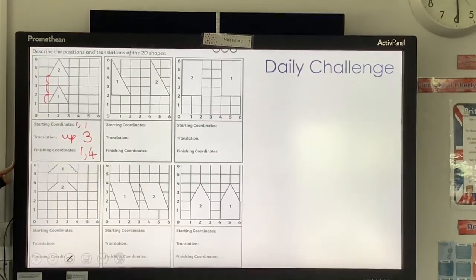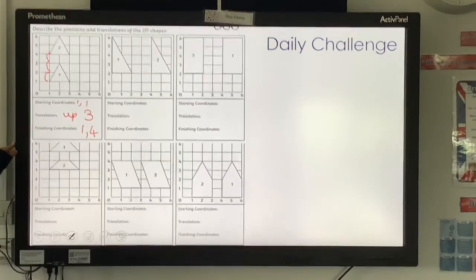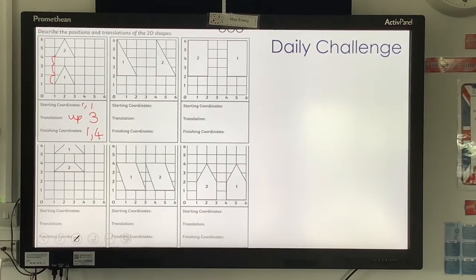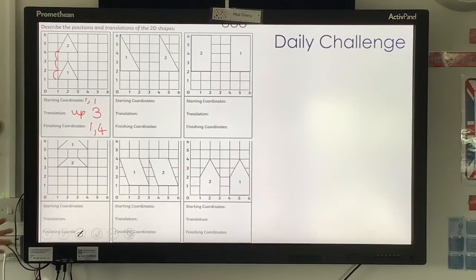So that is what it's asking you to do. You don't have to do it for every single point, just choose a point. When you do this task, don't choose my point, do a different one. So, have a go for each shape, choose your point, and then have a go at working out what the translation is.